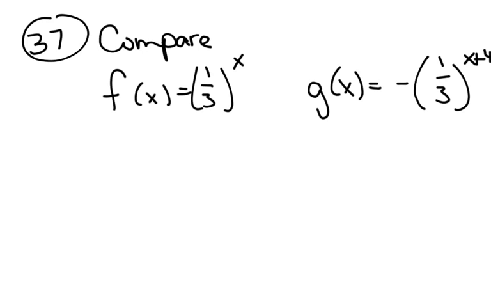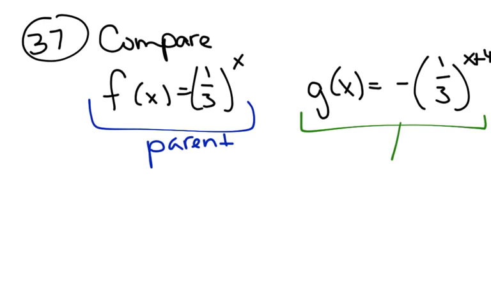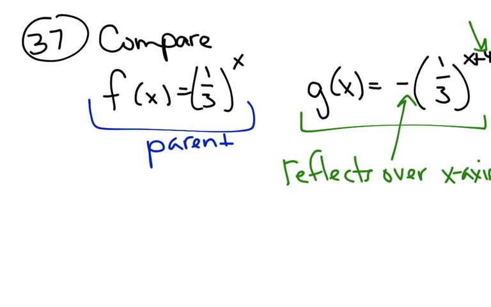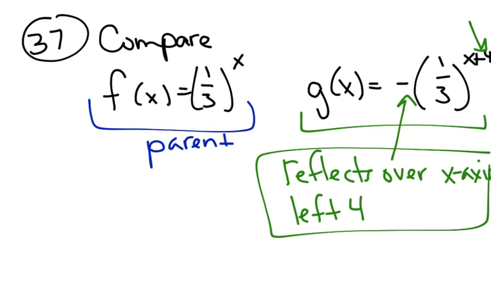In number 37, we want to describe the transformation that changes f of x into g of x. So f of x is (1/3) to the x. This is the parent function. So we want to figure out, well, what do we do over here to transform it? A negative in front of a function always reflects over the x-axis. And the other thing that's been done to this graph is we added 4 to the input. When you do that, it moves the graph to the left 4. So these are the transformations.